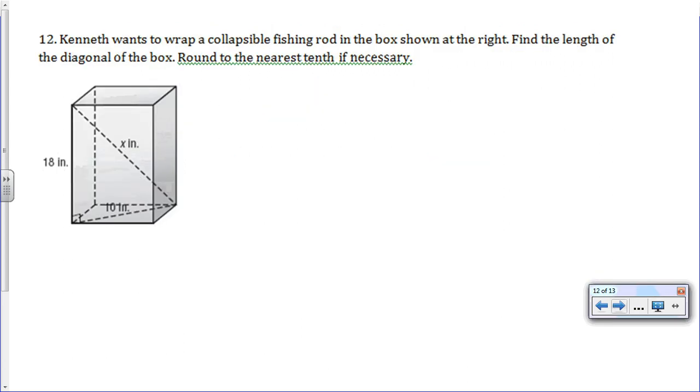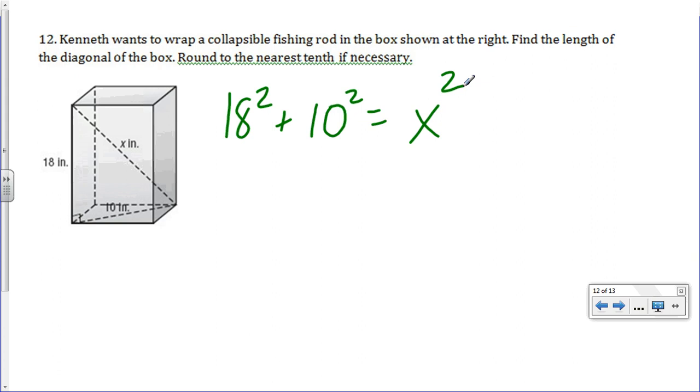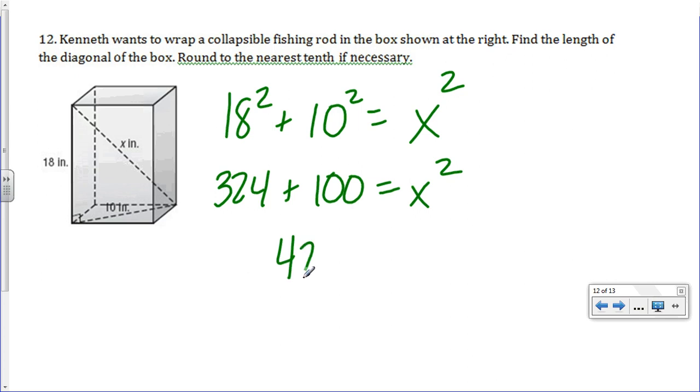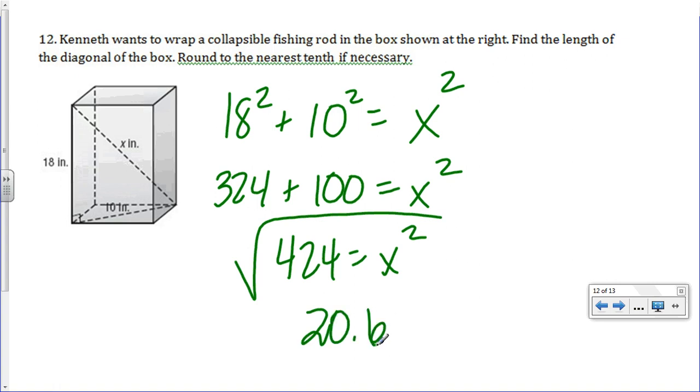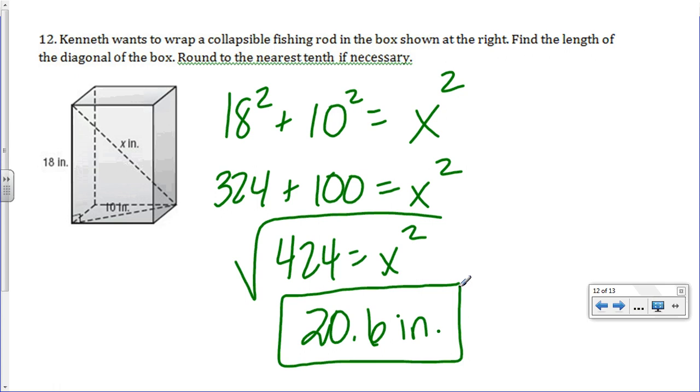All right, number 12. Kenneth wants to wrap a collapsible fishing rod in the box shown below. Find the length of the diagonal of the box. Round to the nearest tenth if necessary. So for this picture, you've got a 3D picture, but it's not going to change anything. What we still want to figure out is that diagonal. So even if it's a diagonal, we're still trying to find the hypotenuse. So 18 squared plus 10 squared equals x squared, or c squared, whichever one you want to set up. 324 plus 100 equals x squared. Add, we find the hypotenuse. Square root. Nearest tenth would be 20.6 inches.